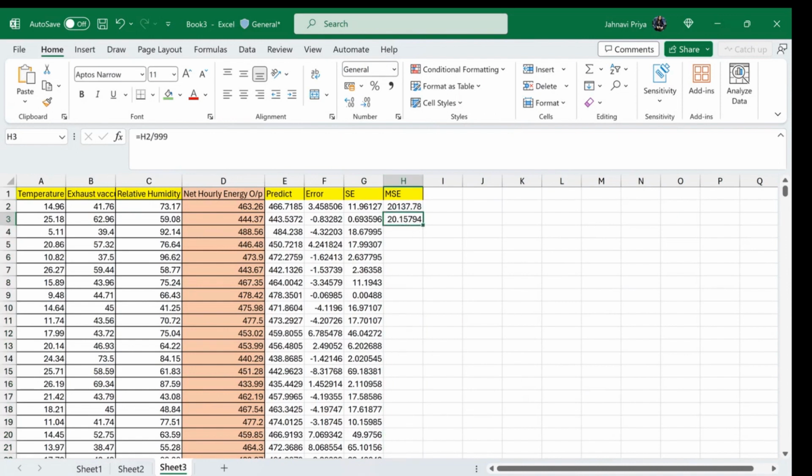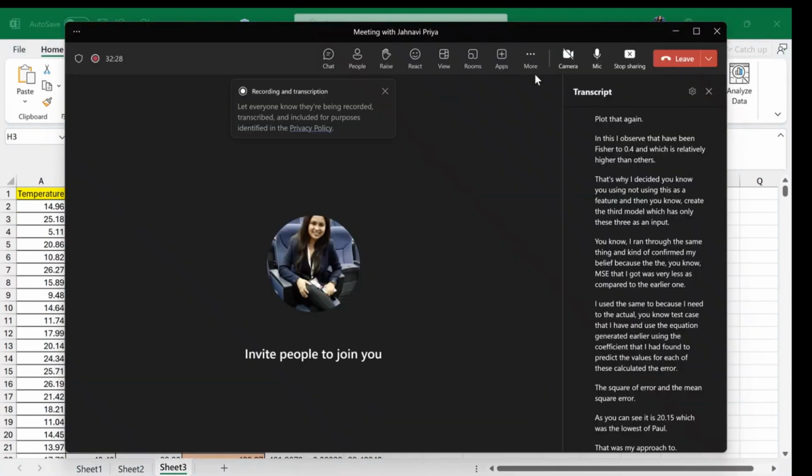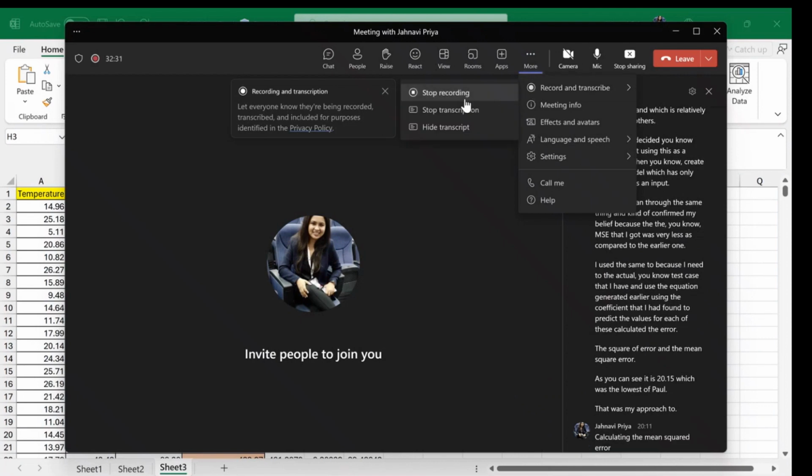That was my approach to calculating the mean square error and my modeling approach.